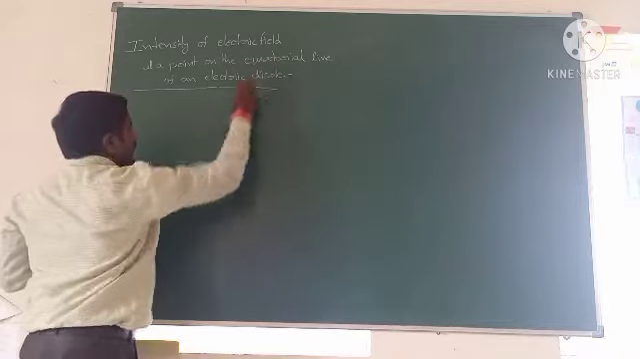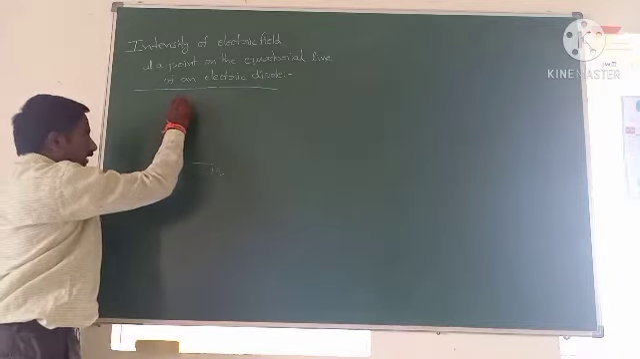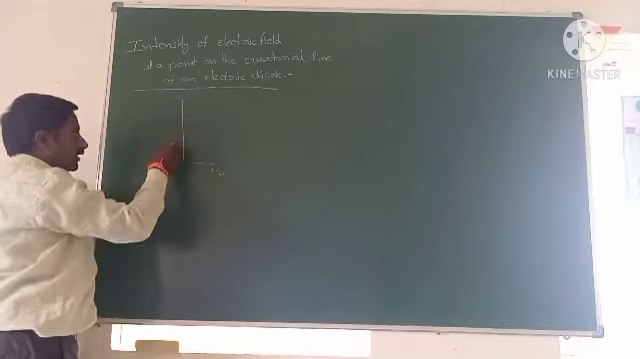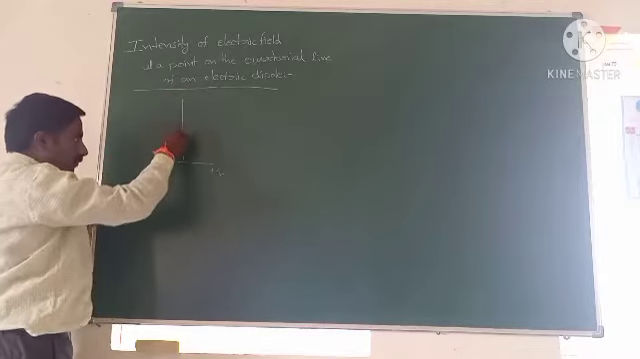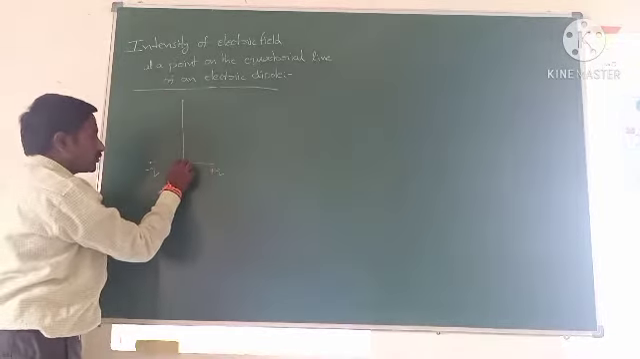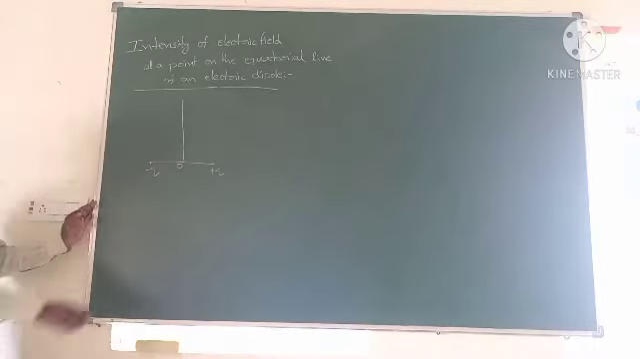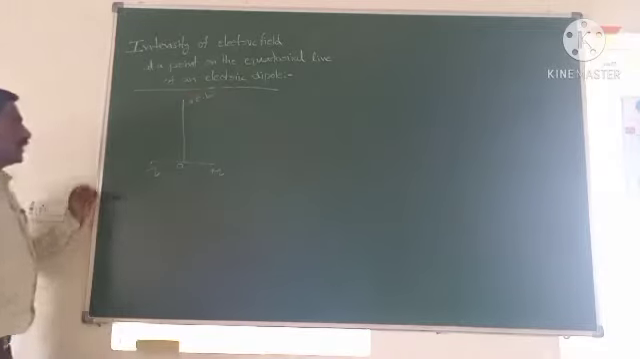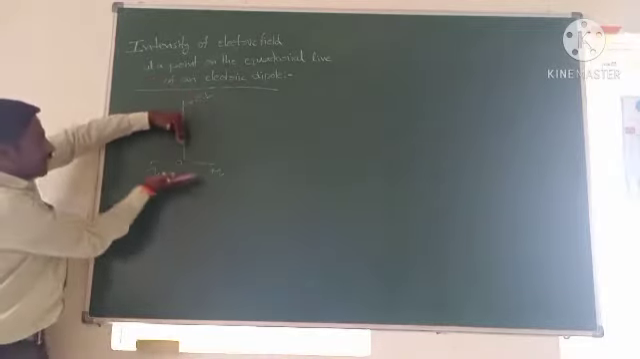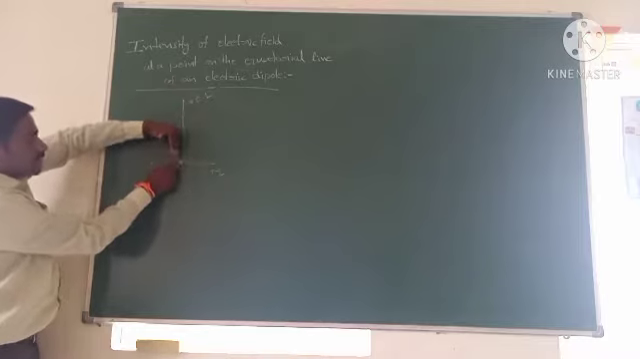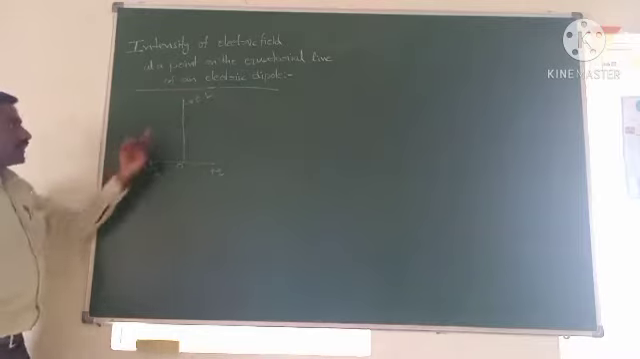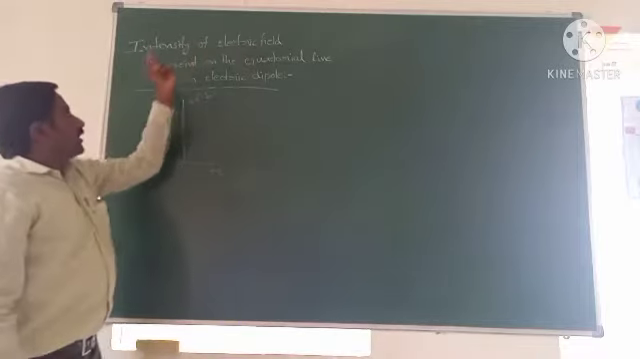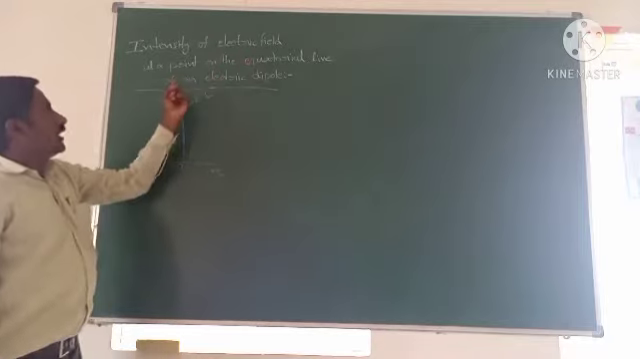Now equatorial line means a line which is perpendicular to the dipole axis. This is the dipole axis, and this is a perpendicular line. The line which is perpendicular to the dipole axis and passing through the center of the dipole is called the equatorial line. What is the definition of equatorial line? A line which is perpendicular to the dipole axis and passing through the center of the dipole is called the equatorial line. What is our topic? Intensity of electric field at a point on the equatorial line of an electric dipole.